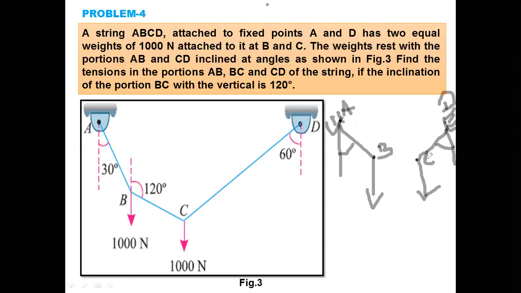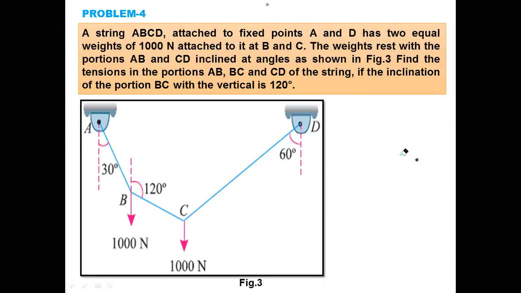Next, the remaining portion is BC. They have mentioned that the inclination of the portion BC with respect to vertical is 120 degrees, so BC is making an angle of 120 degrees with respect to vertical. So determine the tension in the portions AB, BC and CD. What we have to do is calculate the tension in AB, BC and CD.